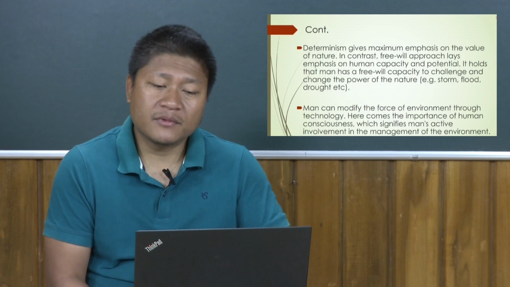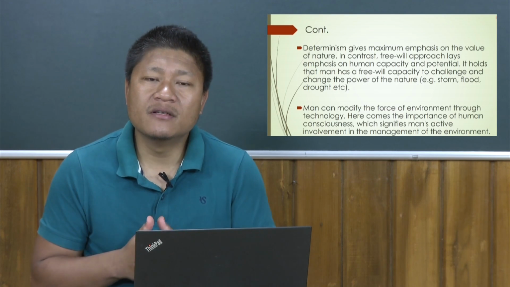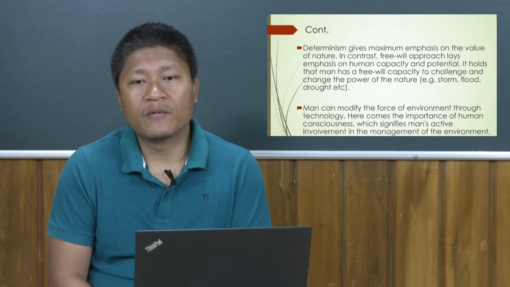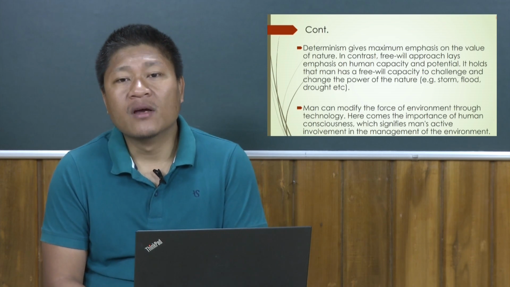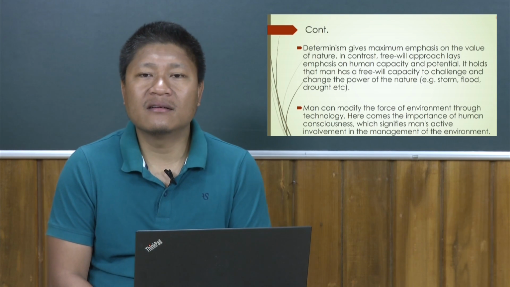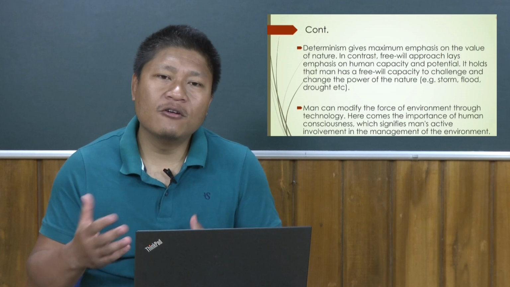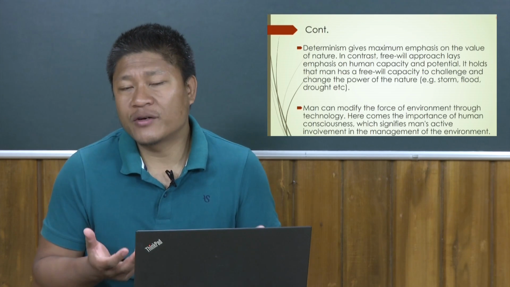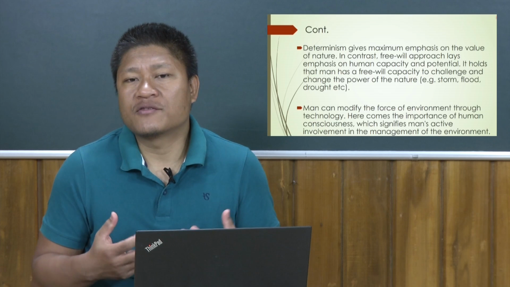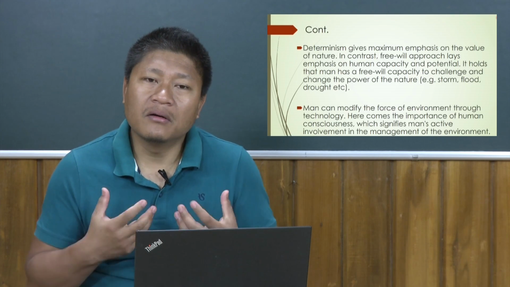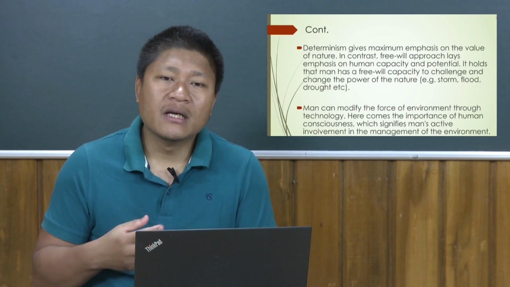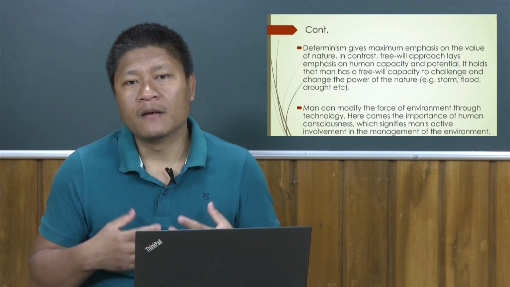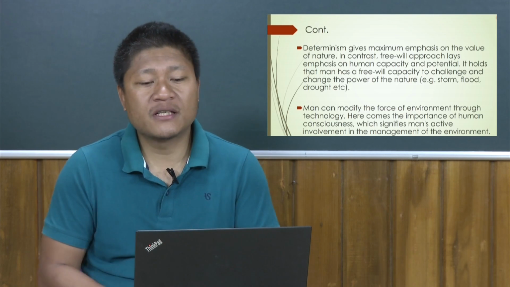Now, what exactly is determinism? Determinism in a sense gives maximum emphasis to the value of nature. What is then the value of nature? What if there is a change in the value of nature? Now, the value of nature can be seen or located from different perspectives, the intrinsic and the extrinsic. Intrinsically, if it is to be located, it needs further exploration rather than just what it appears. It should not be judged from the face value.